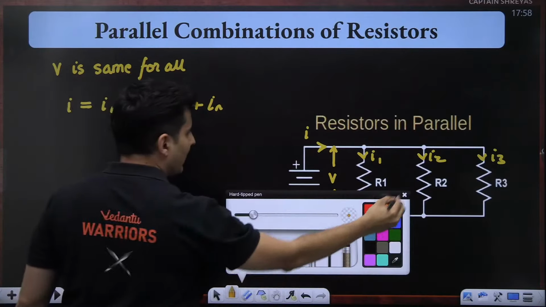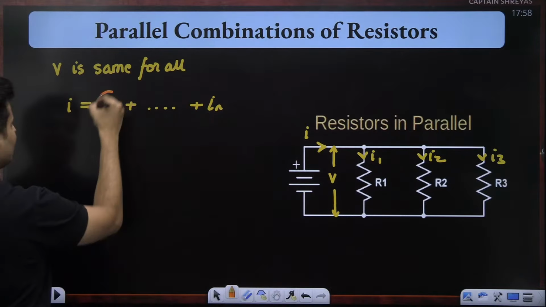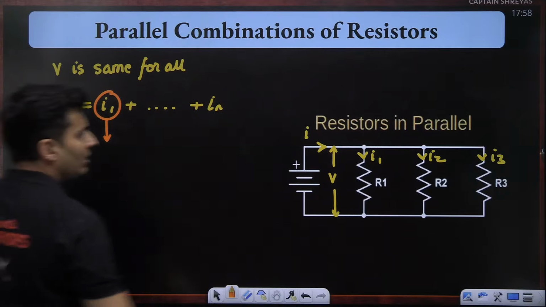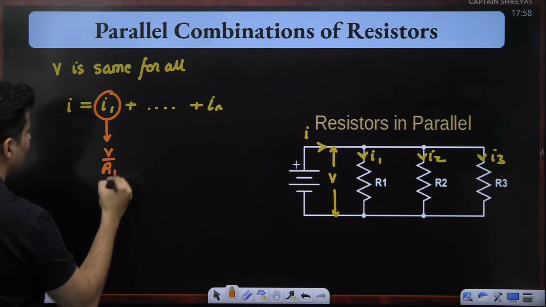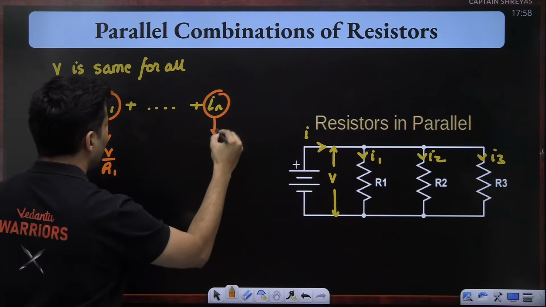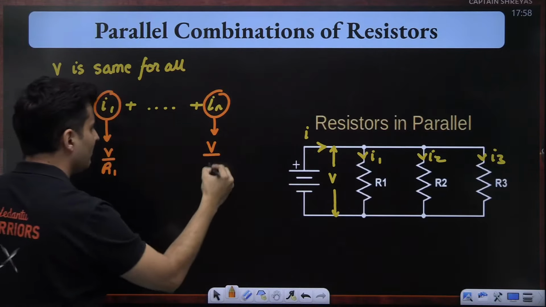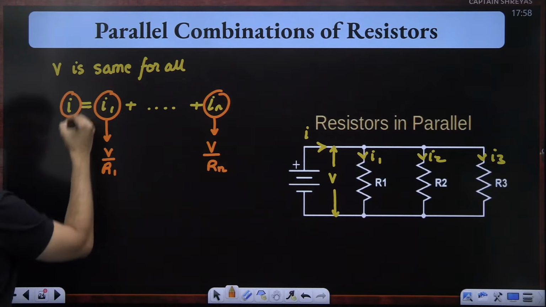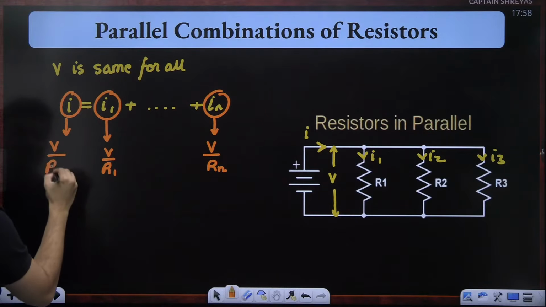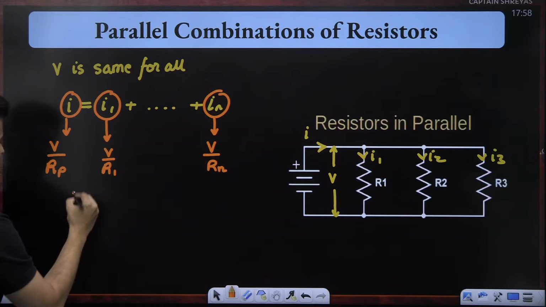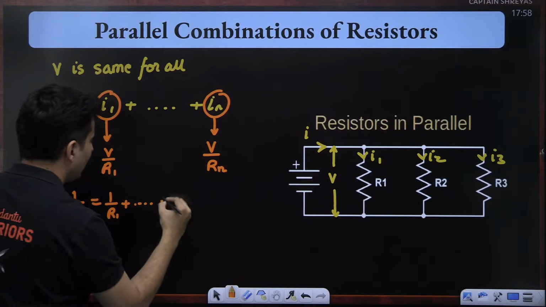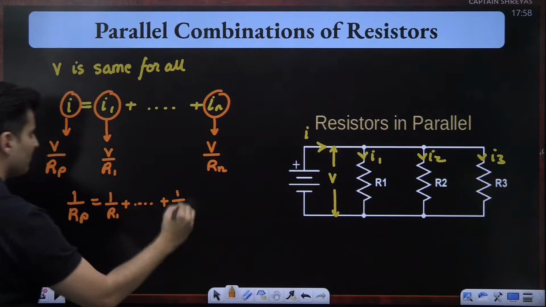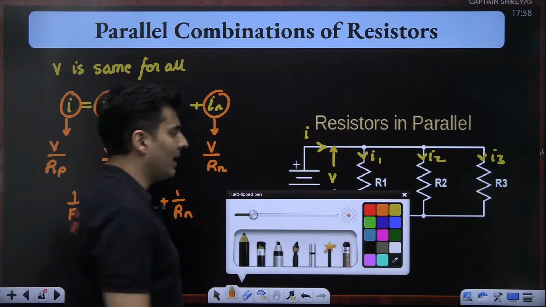And each of these currents, let's say I1 will be the voltage by that resistance. This current will be that voltage, which is again the same, divided by that resistance. This current will be again the total voltage, but by the total resistance in parallel. So if you equate, V will cancel. So you will see 1 by Rp will be 1 by R1 plus like that till 1 by Rn. This is for equivalent resistances in parallel.